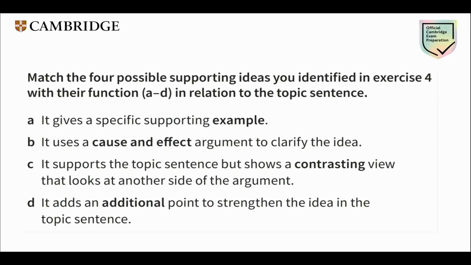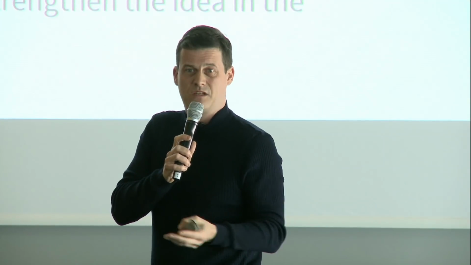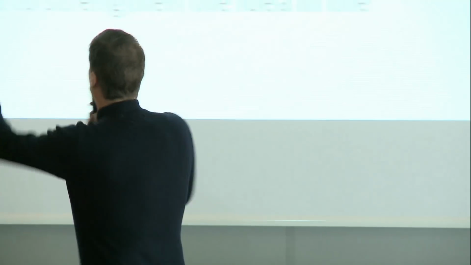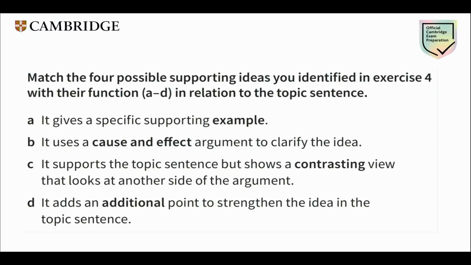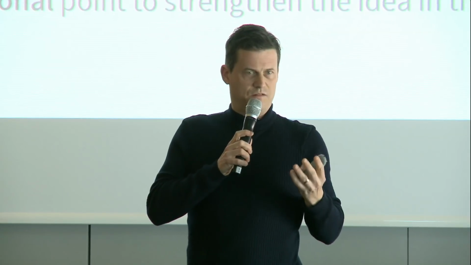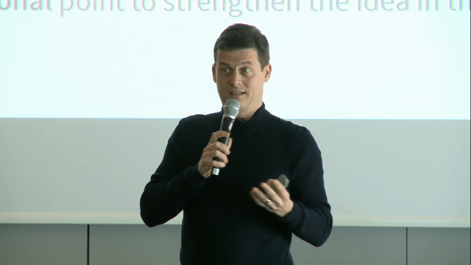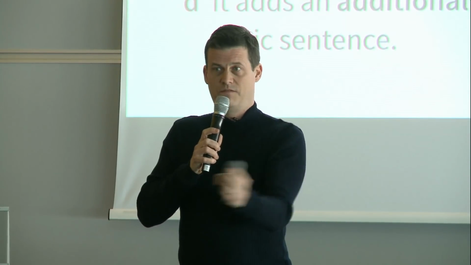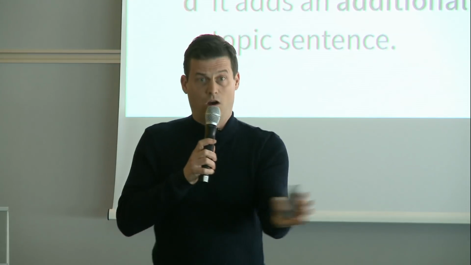But there are others there. There's a specific supporting example that's given. And a lot of the time, the examples that my students give are kind of wishy-washy, or they're not really an example. There's something different. A cause and effect argument supports the topic sentence, but shows a contrasting view that looks at another side of the argument. Additional point. And this is developing students' understanding of what function is in a sentence and what it does. And if they can get to that point, then they realise that from a topic sentence, they have got various routes that they can take off it.